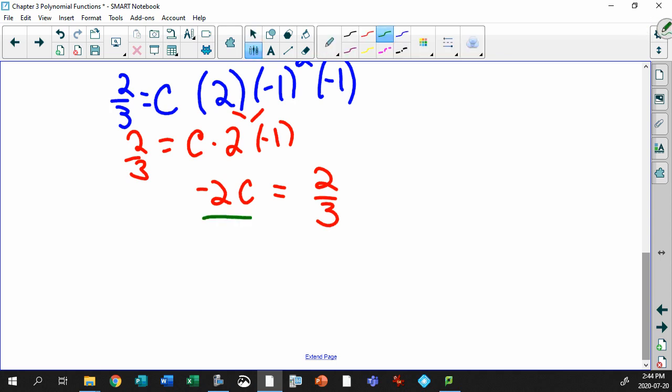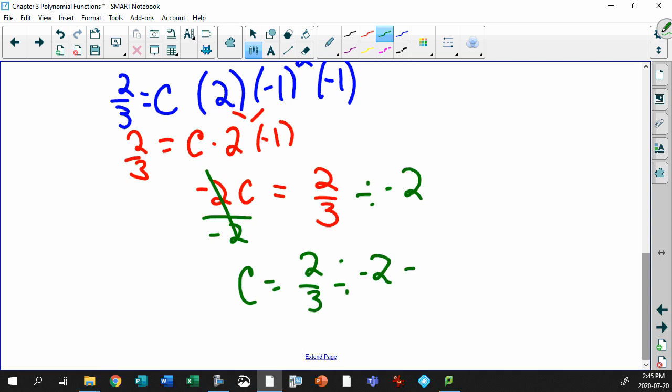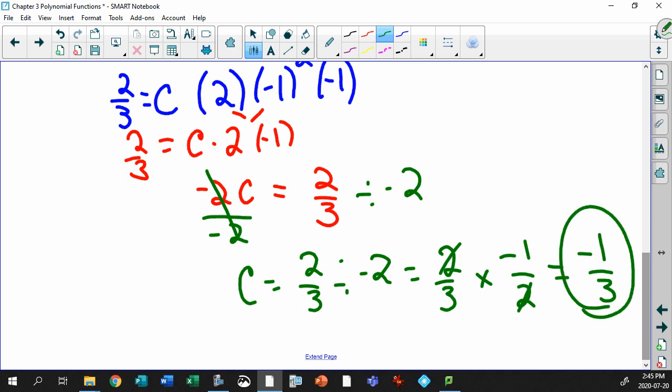Get rid of the minus 2 by dividing by minus 2 both sides. So divide by minus 2. That cancels out. c equals 2/3 divided by minus 2, which you know from fractions is the same as saying 2/3 times the reciprocal, which is 1 over 2. The 2's cancel out, giving you a c value of minus 1/3. Look at that.